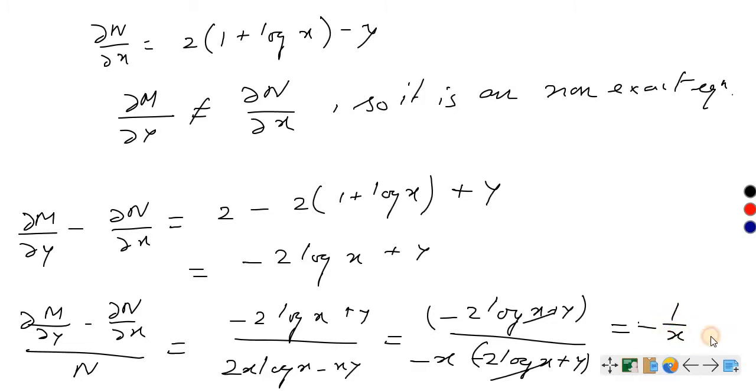Minus 1 by x. So this is what I have got finally. This is equal to some function of x here. So this is my f of x. Now, I have found that this is a function of x alone, so I can proceed further. What I'm going to do next is simply take the integrating factor. So my integrating factor I.F. is equal to e to the power integration f of x dx.